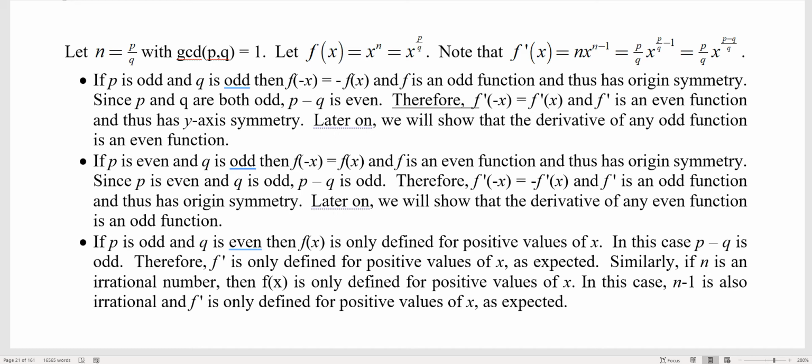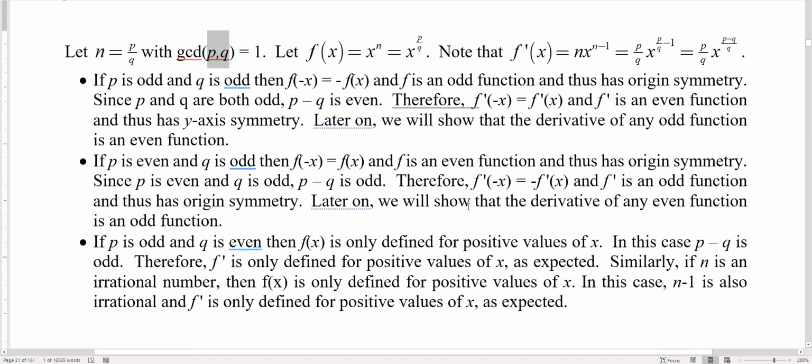So we can actually prove that if n is equal to p over q, where the greatest common divisor of p and q is 1, in other words, it's a reduced fraction, and we let f of x equal x to the n, that is x to the p over q. Note that f prime of x is n times x to the n minus 1 by our power function rule. So this would be p over q times x to the p over q minus 1. 1 is q over q, so getting a common denominator and adding these together, that's p minus q over q for the new power.